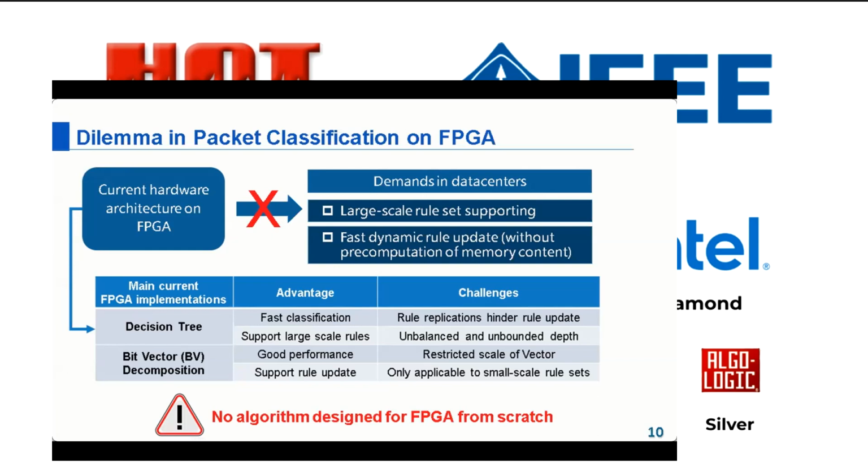However, they still face a great difficulty in rule update due to the notorious rule replications. Furthermore, the features of unbalanced and unbounded depths in decision trees result in a high dependence on rule size and resource waste. As a cutting-edge FPGA-based packet classification technique, the recently proposed bit vector decomposition approach could achieve a good performance in both classification and update.